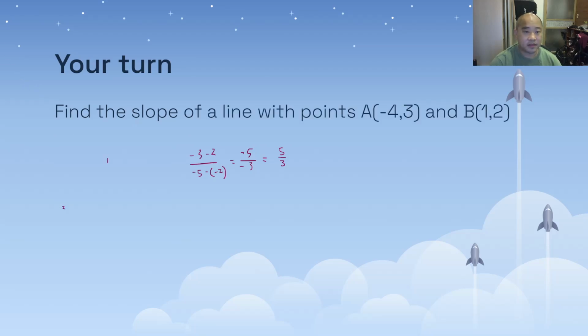All right. So let's say I don't even give you a graph. I just tell you that there's points A and B, and they have these coordinates. Your turn. Welcome back. So we'll just call this one 1 and this one 2. So it's going to be 2 minus 3 over 1 minus negative 4. So that's going to be negative 1 over 5.